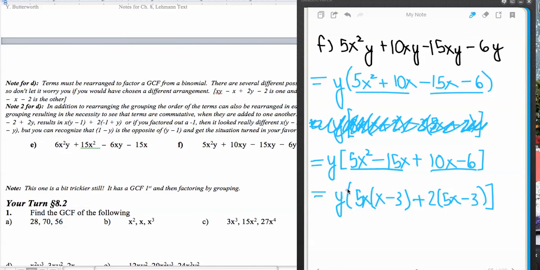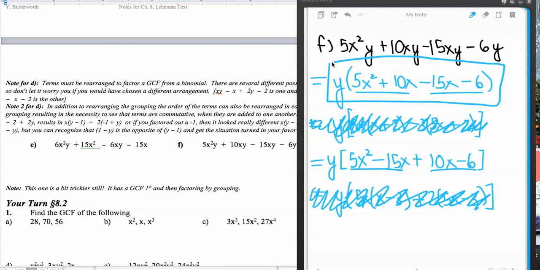So unfortunately, that's my last choice. This one doesn't factor at all. So I'm going to say, nope, that didn't do it either. And I'm going to go back up here, and I'm just going to go ahead and box that as my final answer.